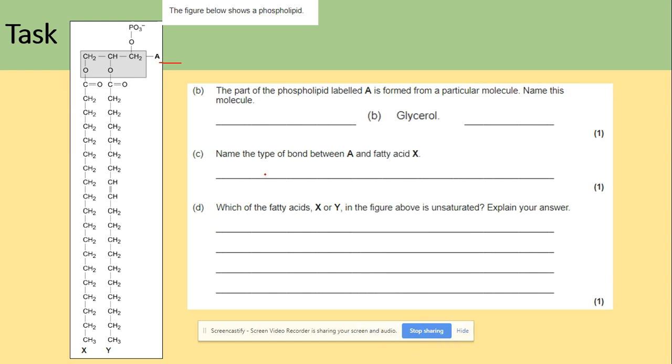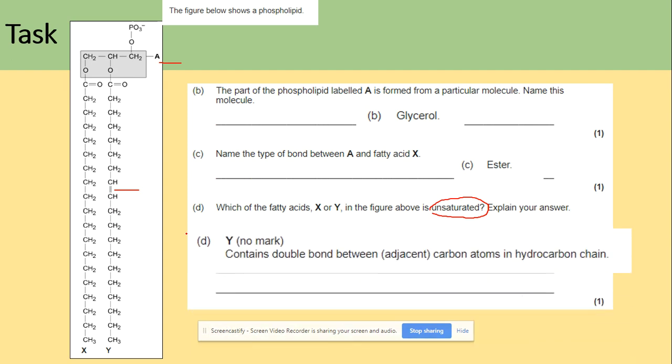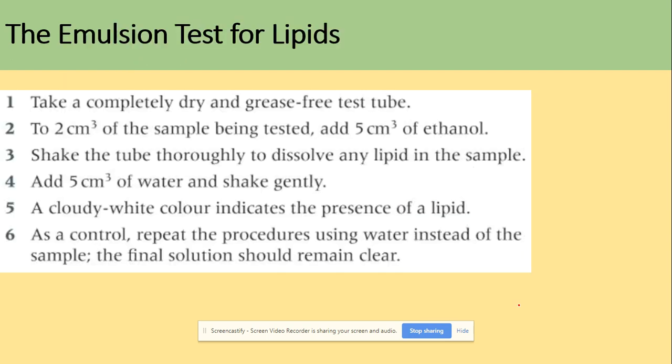Name the type of bond between A and X. Remember, between the glycerol and the fatty acid, we have the ester bond. And which of the fatty acids, X or Y, is unsaturated? Unsaturated means it has a double bond, so the double bond we've got is in Y. It has a double bond between carbon atoms, but you need to say where the double bond is. So don't be silly, remember to say between the carbon atoms in that chain.